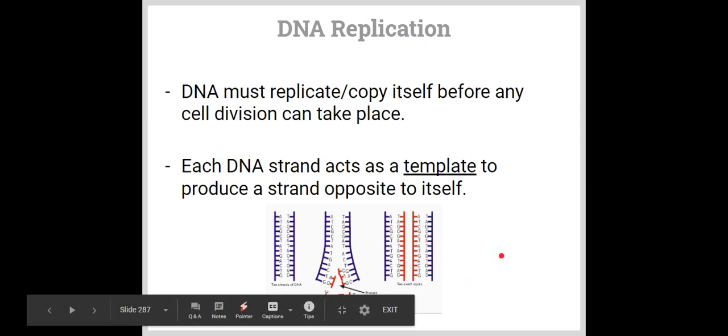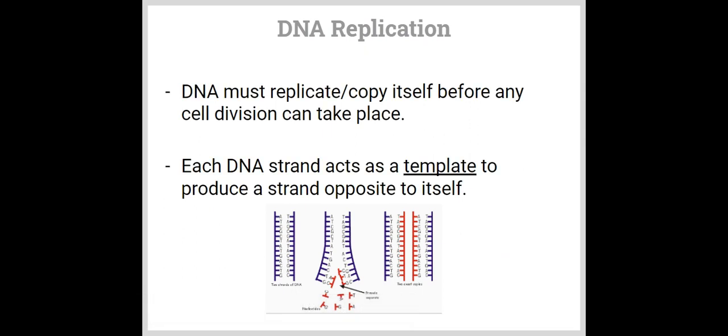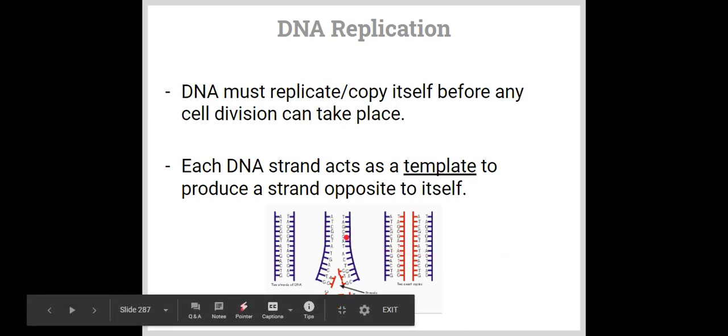So we're going to start looking at the process of DNA replication. DNA must replicate itself before division can take place. We know this. Each DNA molecule acts as a template to produce a strand opposite to itself. If we look at the diagram down the bottom here, we can see this blue is our template strand, our original piece of DNA.